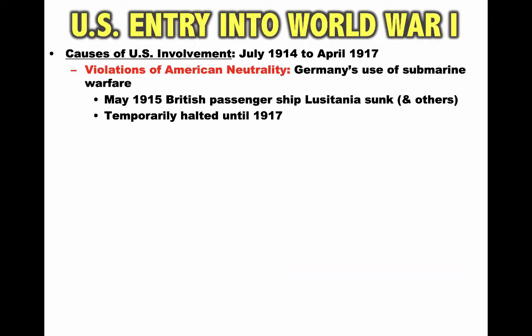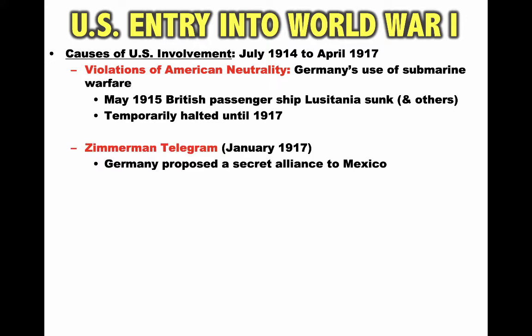As mentioned, violations of American neutrality took place. This is really Germany's use of submarine warfare. May 1915, the British ship Lusitania was sunk. This act killed nearly 1,200 passengers, including 128 Americans, and Germany did say sorry, but other ships such as the Sussex were also sunk. Not wanting to propel the U.S. into the war, there was a temporary halt of German attacks on civilian ships, but they restarted unrestricted submarine warfare in 1917 with the hope that they could turn the tide of the war and win the war before the U.S. gets involved.